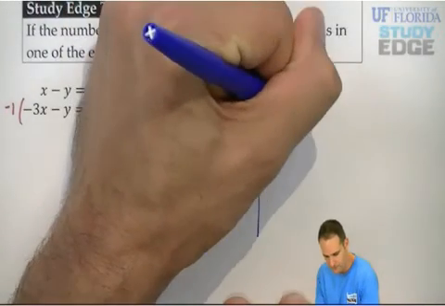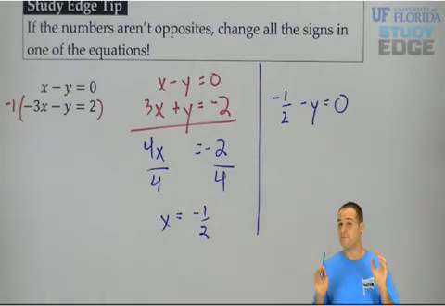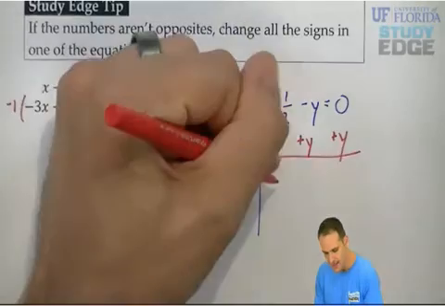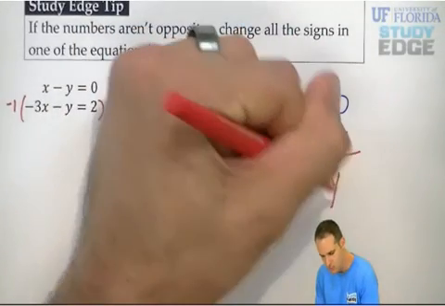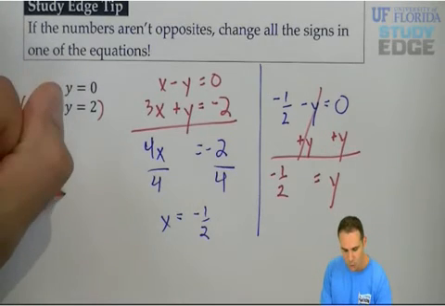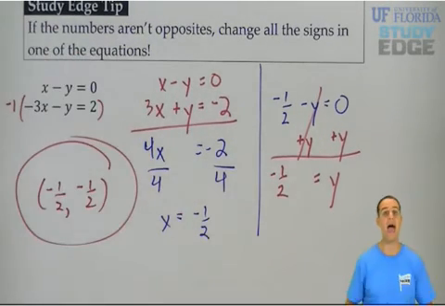Negative 1/2 minus y equals 0. Now, the fastest way to solve this particular question is I would add y to both sides. That way I get negative 1/2 equals y, and I'm done. So that means y is negative 1/2 and x is negative 1/2, where we get the coordinate negative 1/2 comma negative 1/2.